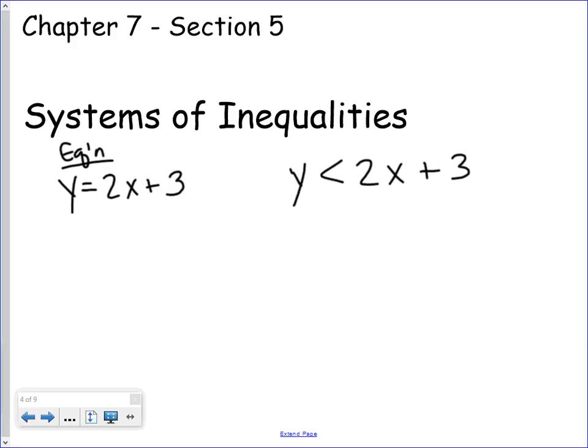What sort of things do you remember about inequalities? How about this? In your small groups, have a quick conversation. What do you remember about inequalities? What do you do with y is less than 2x plus 3?